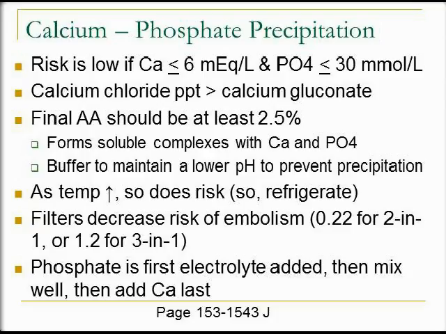This forms soluble complexes with calcium and phosphate and can prevent precipitation, and it's a buffer to maintain a lower pH, also to prevent precipitation. You want to keep it cold because as your temperature increases, so does your risk of precipitation. Filters can decrease the risk of embolism, and the filter size will depend on whether it's a 2-in-1 formula or a 3-in-1, which has the lipids. The filter is going to be bigger for a formula with lipids going through it. You're going to inject phosphates first and then mix everything else, shake it up really good, and then add your calcium last, after you make sure you shake it, to prevent that precipitation.